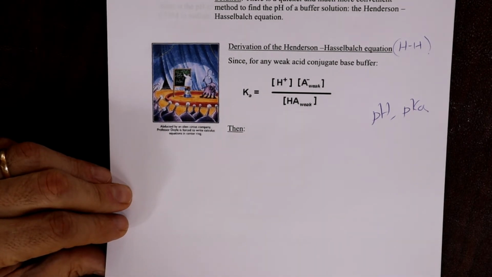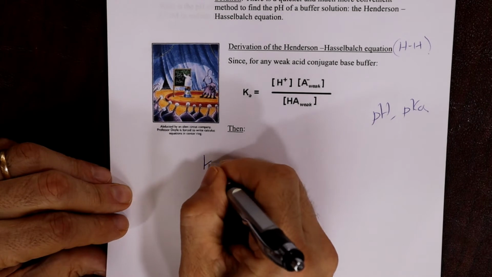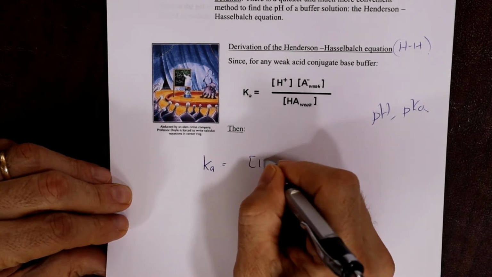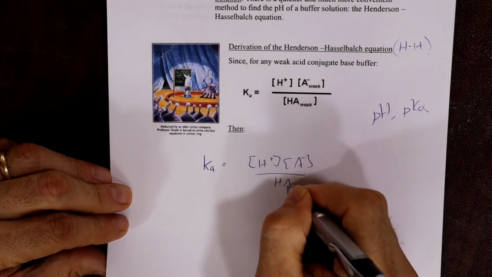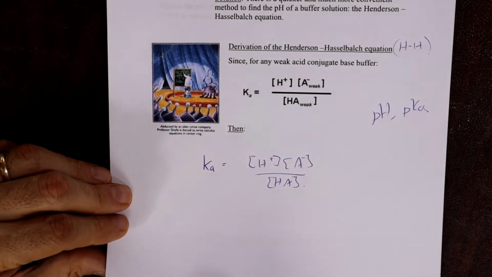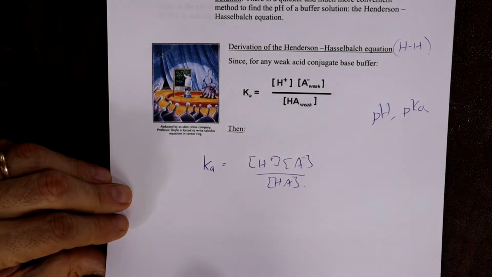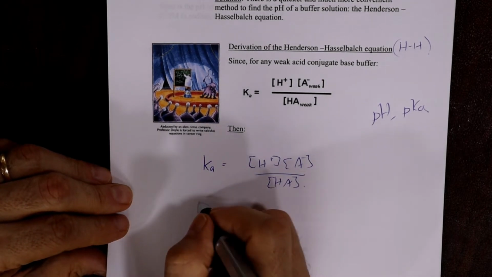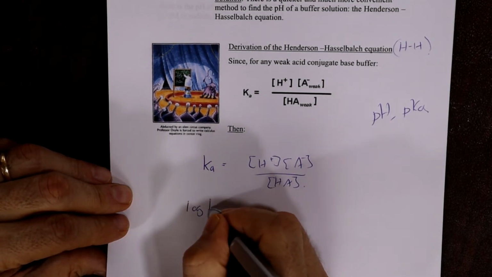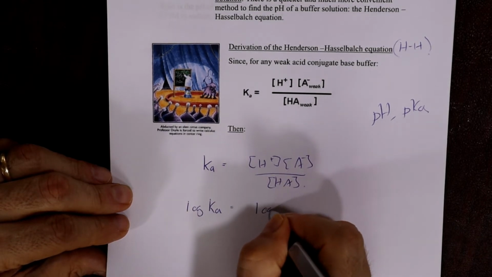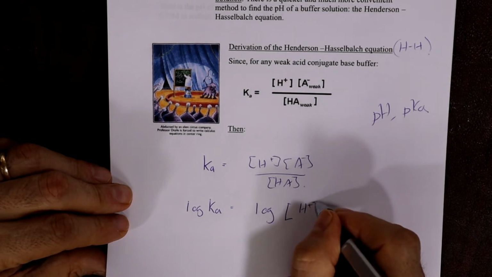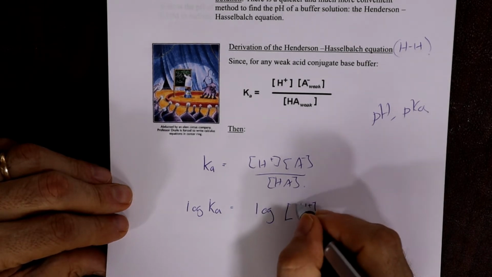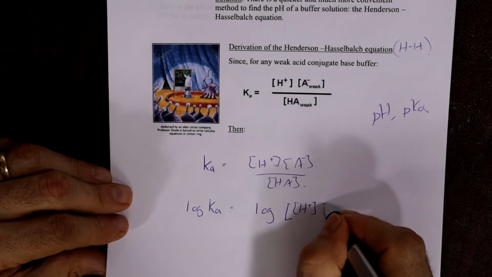All right, Ka equals [H+][A-] over [HA], our standard equilibrium expression, right? Eventually you want pKa, so why not take the log of both sides? Log of Ka equals log of... and I write this slightly differently. I want to get H plus on its own eventually, because minus log of H plus is pH.